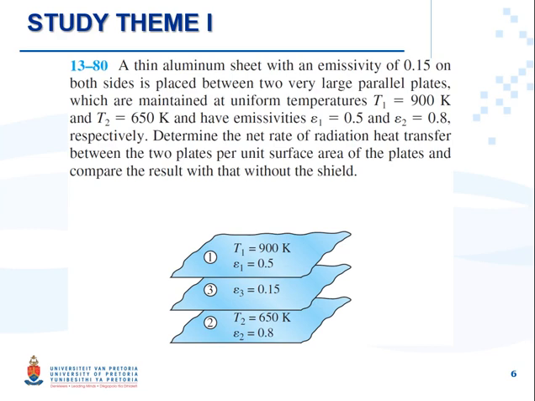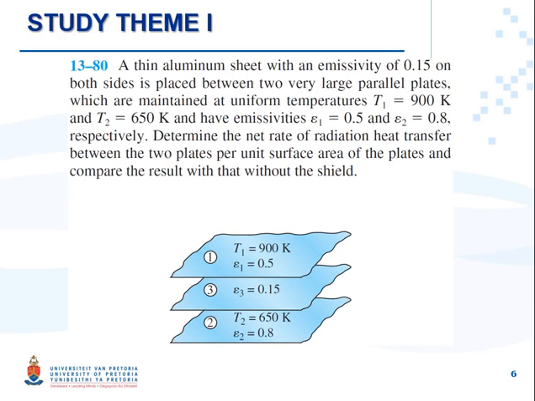And now the question is asking us to determine the net rate of radiation heat transfer between the two plates per unit surface area, compared in two different conditions, with shield or without shield. So what was the reason why we used the shield? To reduce the radiation between those two surfaces. So we are expecting that the radiation between the two surfaces will be much bigger in the case of no shield compared to with one shield. Okay, but let's just solve it and see.